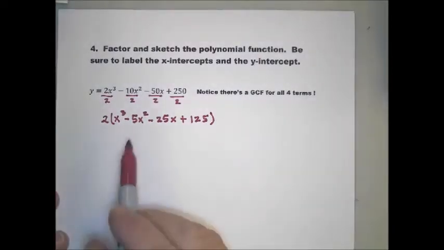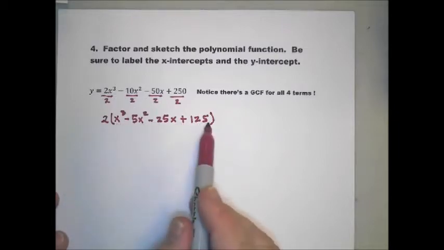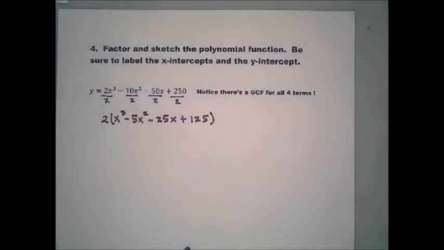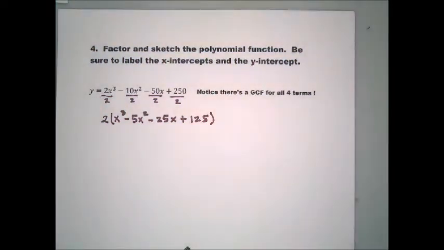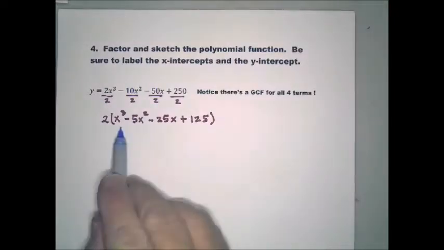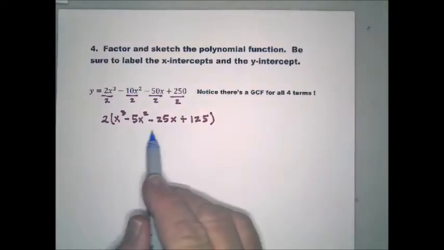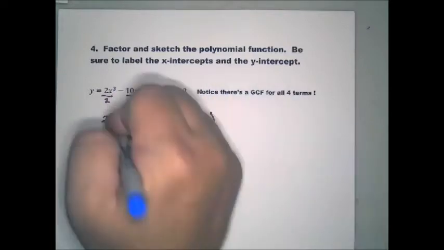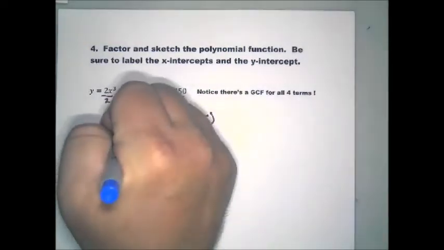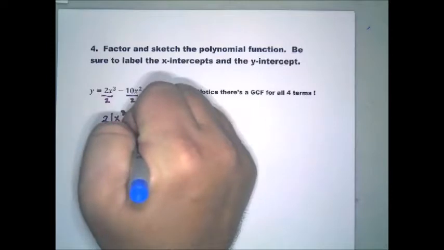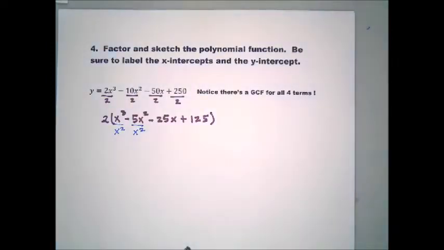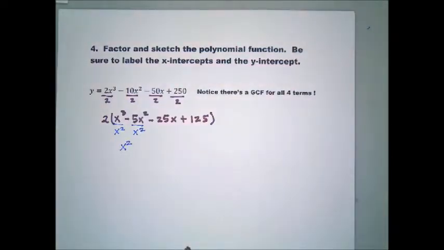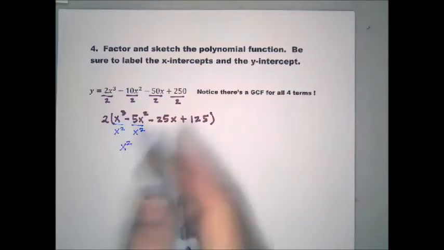Now, I'm still left with another 4-term polynomial inside these parentheses. And I can factor this down according to our factor by grouping rules. The first 2 terms share an x squared, so I'm going to factor an x squared out of each of those 2 terms. And I'd have x squared, and then I'd be left with x minus 5.